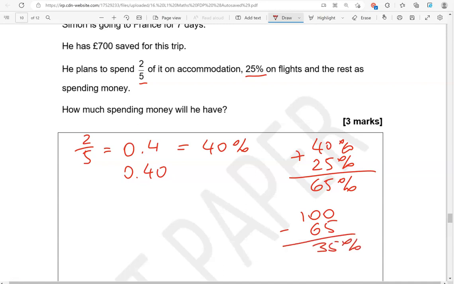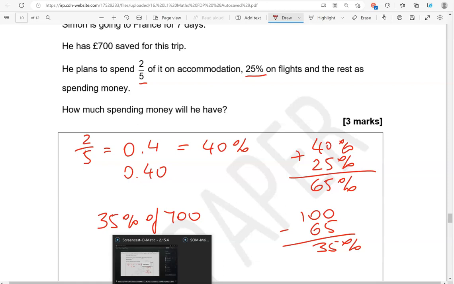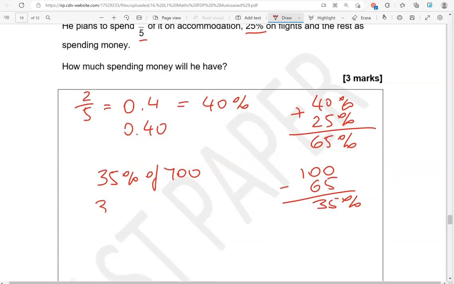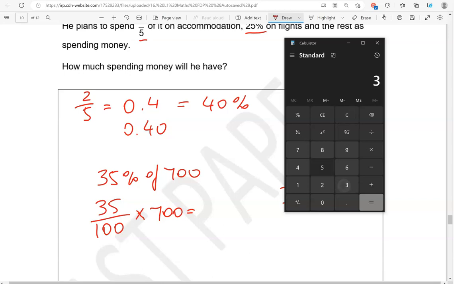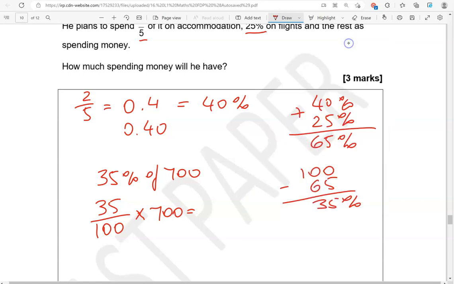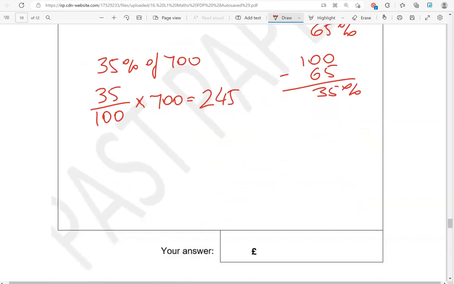So working out 35% of £700 will give us the spending money. 35%, that is 35 out of 100 of the amount, which is 700. So 35 divided by 100 times 700 gives us 245. So it's £245.